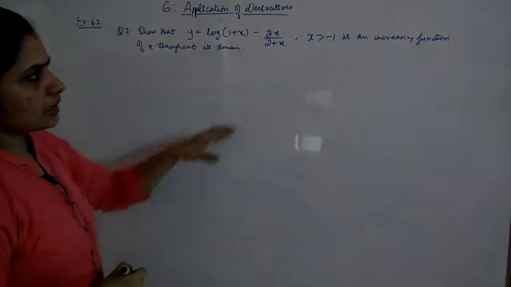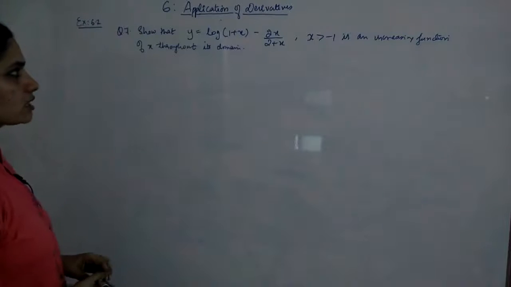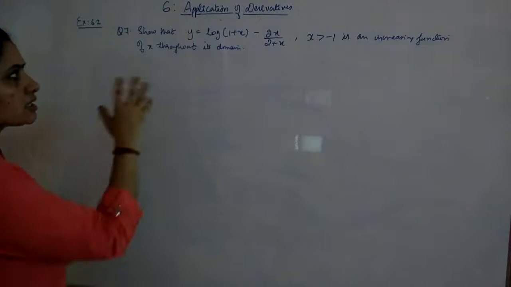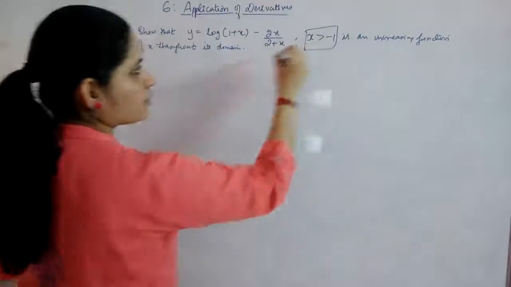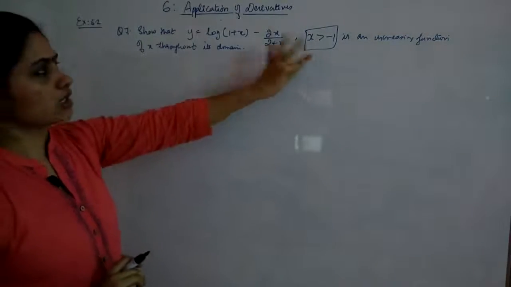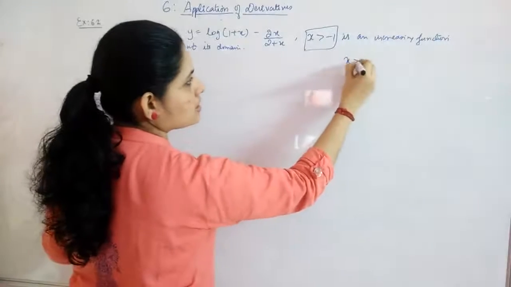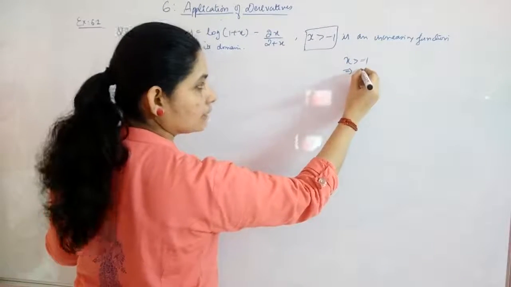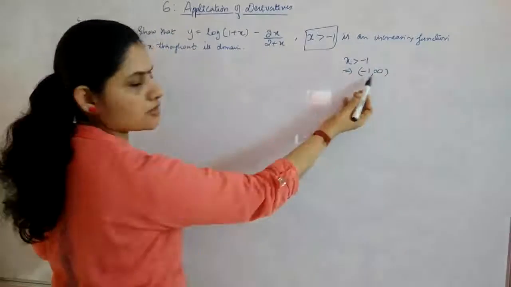plus x for x greater than minus 1 is an increasing function of x throughout its domain. So which is its domain? For this function, the domain is given to be those values of x for which the function is valid. And here x greater than minus 1 is giving you the meaning that the domain will be minus 1 comma infinity, open minus 1 infinity.